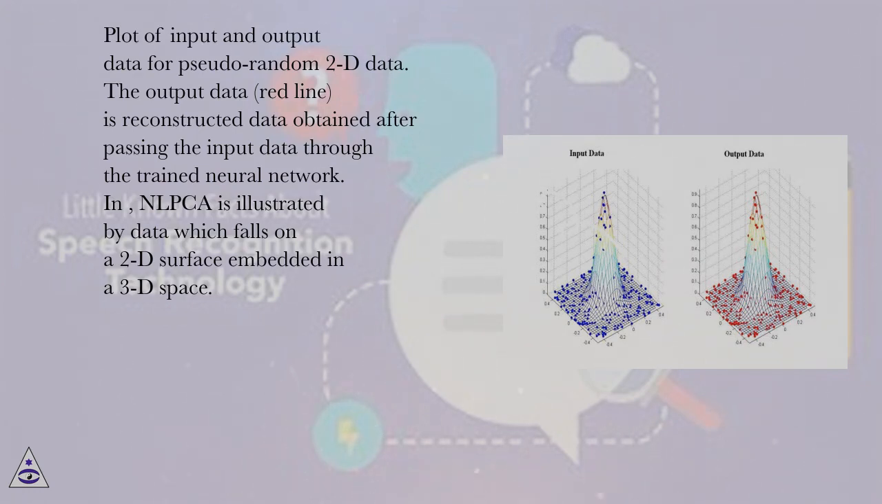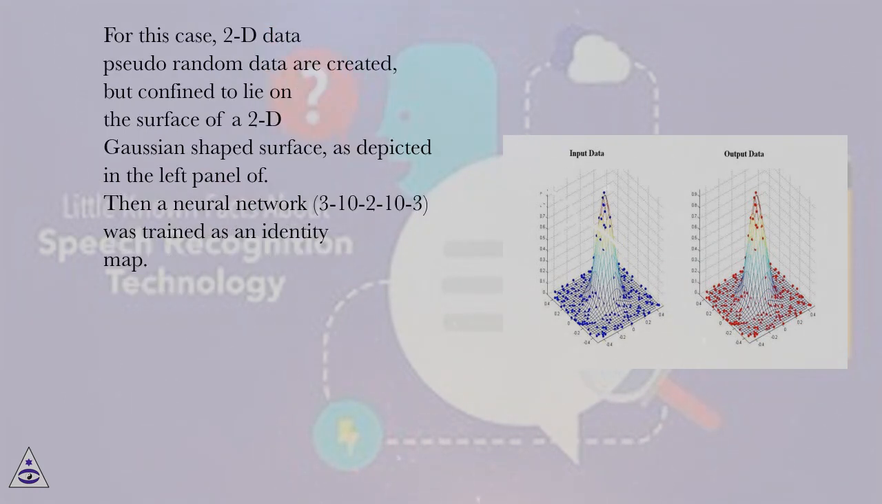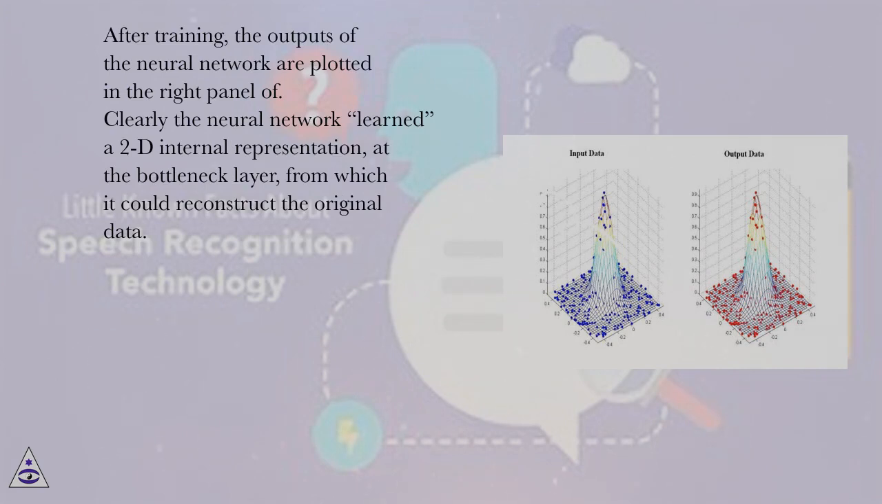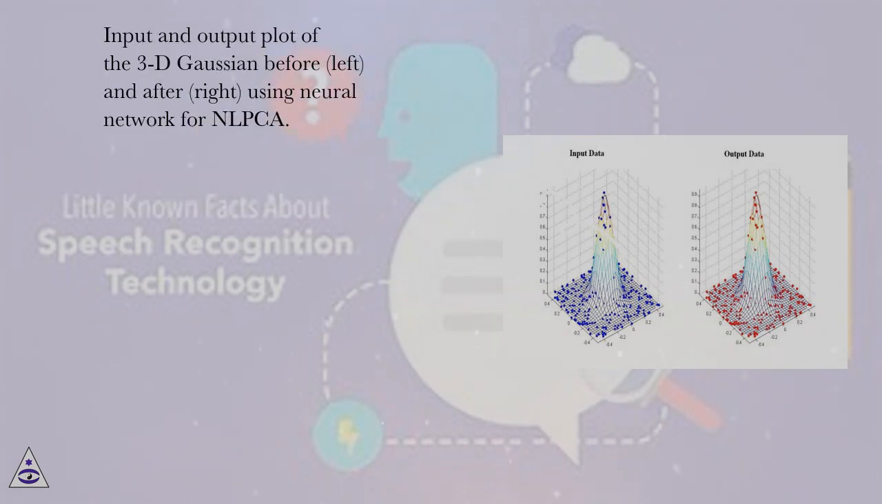In the next figure, NLPCA is illustrated by data which falls on a 2D surface embedded in a 3D space. For this case, 2D pseudo-random data are created, but confined to lie on the surface of a 2D Gaussian-shaped surface, as depicted in the left panel of the figure. Then a neural network, 3-10-2-10-3, was trained as an identity map. After training, the outputs of the neural network are plotted in the right panel of the figure. Clearly the neural network learned a 2D internal representation, at the bottleneck layer, from which it could reconstruct the original data. Input and output plot of the 3D Gaussian before, left, and after, right, using neural network for NLPCA.